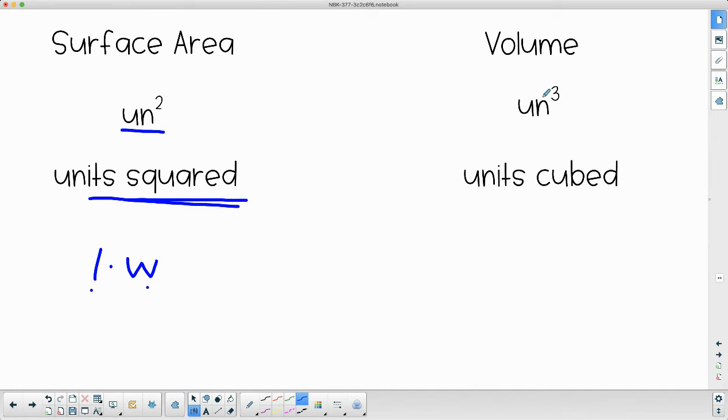On volume, we're finding what goes on the inside. So it's going to be units cubed. So make sure you're clicking that cubed one because we are taking the length times the width times the height. We're taking 3 dimensions to see how much can fit inside.